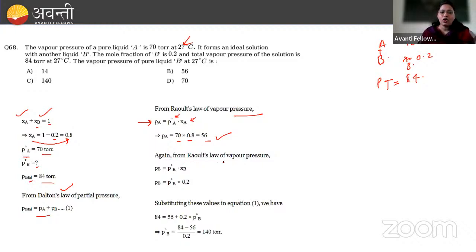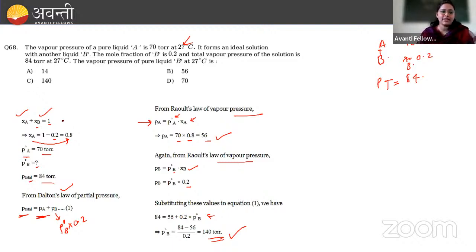Again, from Raoult's law, vapor pressure for B molecule will be what? P0B into 0.2. We don't know the vapor pressure, and that is what we need to calculate. So this value we know, this value we know. Which value do we not know in this? The vapor pressure, that we don't know, everything else we know. So just put that value here. You can find out that by doing all the calculations, we are getting the answer 140 torr. Yes, everyone. Any doubts in this? Very simple, very good problem actually, right? You will need hardly 1 minute for this.